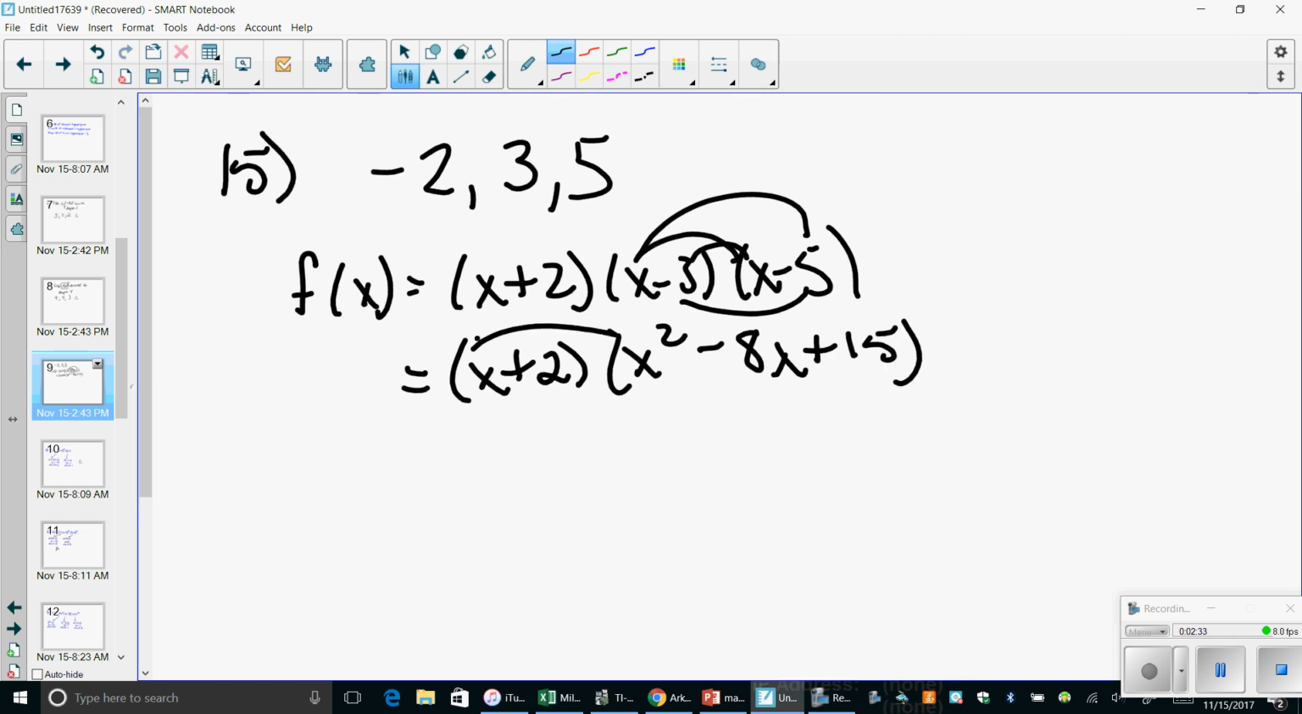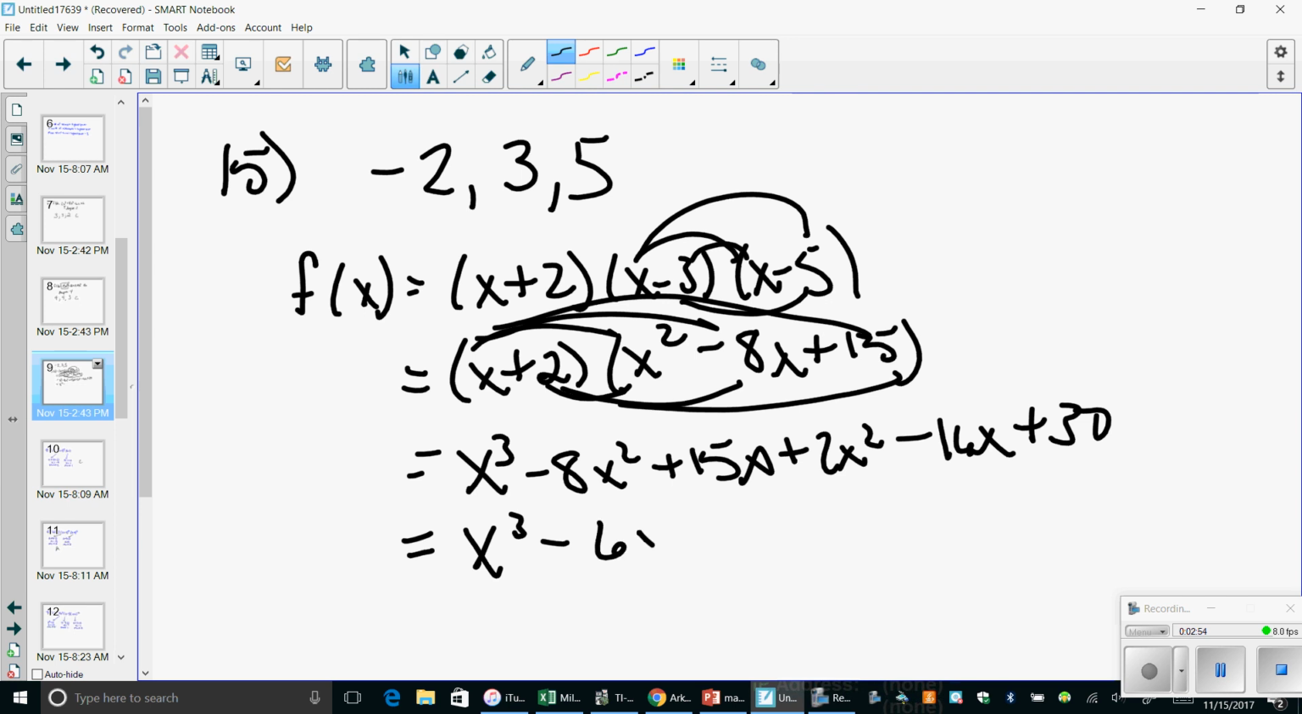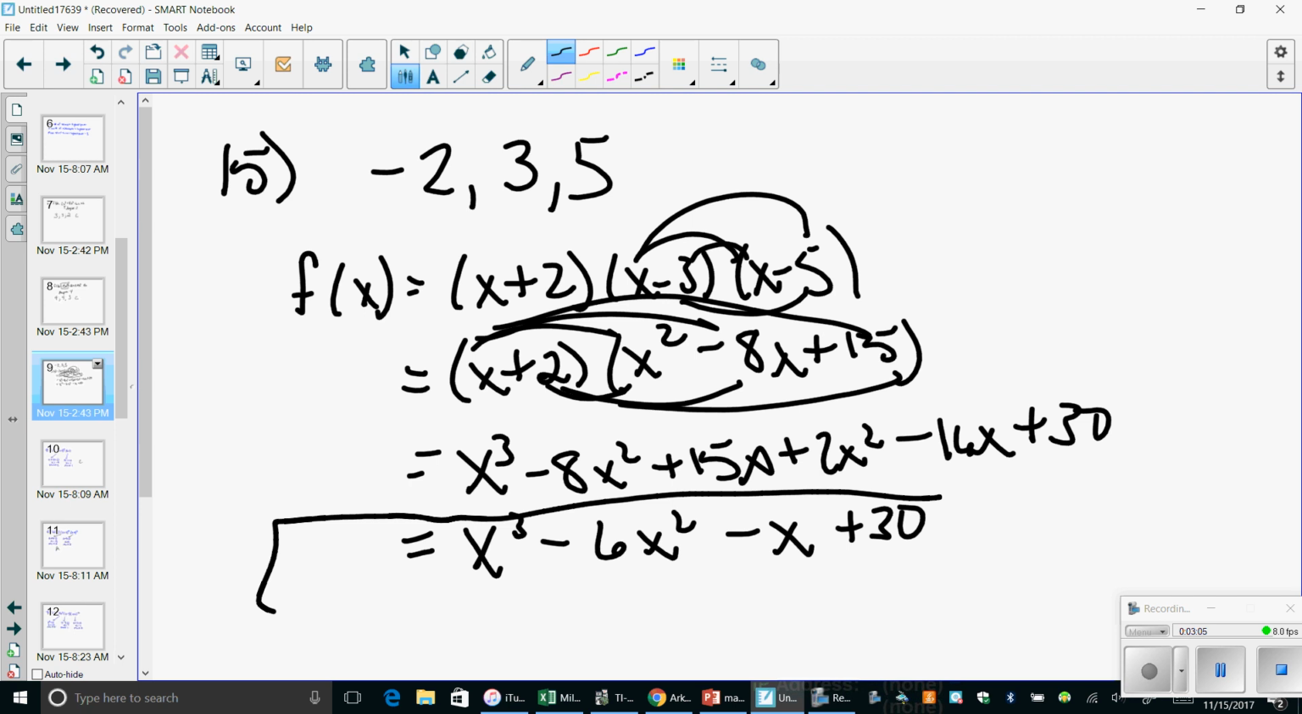So now I'm going to multiply x times all of this, and then 2 times all of this, which is x cubed minus 8x squared plus 15x, and then plus 2x squared, and then 2 times minus 8x will be minus 16x, and then plus 30. Which is x cubed minus 6x squared, that's putting minus 8x squared and plus 2x squared together. Minus x, that's putting 15x and minus 16x together, and then plus 30. And so that is your function that has degree 3, and it has the zeros -2, 3, and 5.